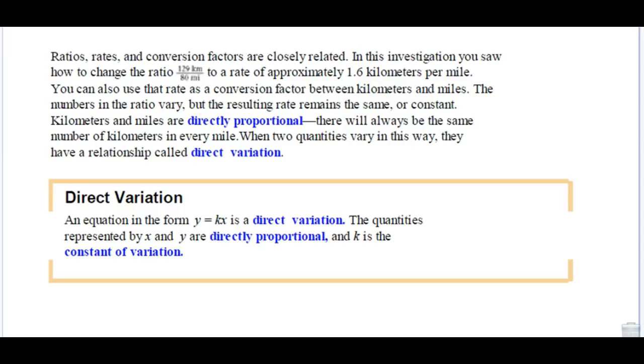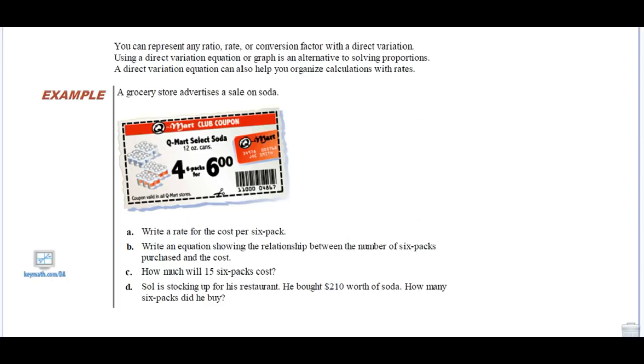Alright, so now let's go right ahead and do this example. We can always represent any ratio, rate, or conversion factor with direct variation. Using a direct variation equation or graph is an alternative to solving proportions. A direct variation equation can also help you organize calculations with rates. So sometimes proportions are going to work, sometimes cross products is going to be a good method to use to solve for a variable. But sometimes using a rate is going to be a little better. So let's do this example.